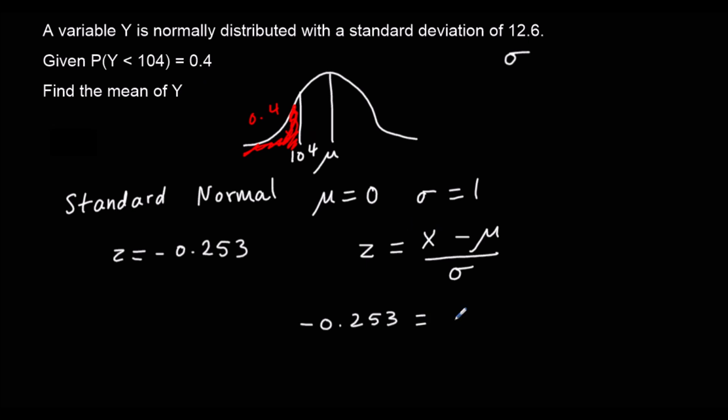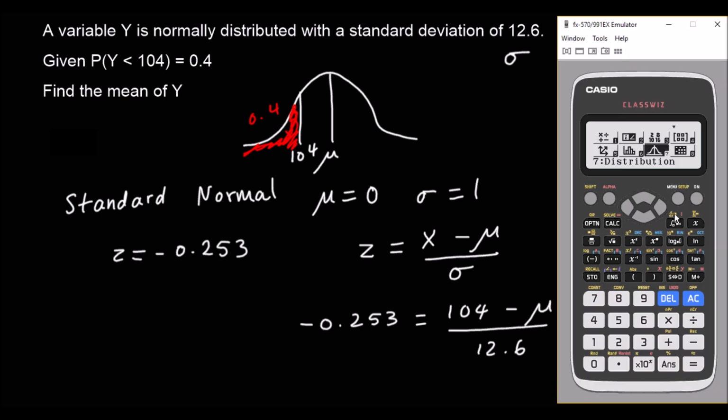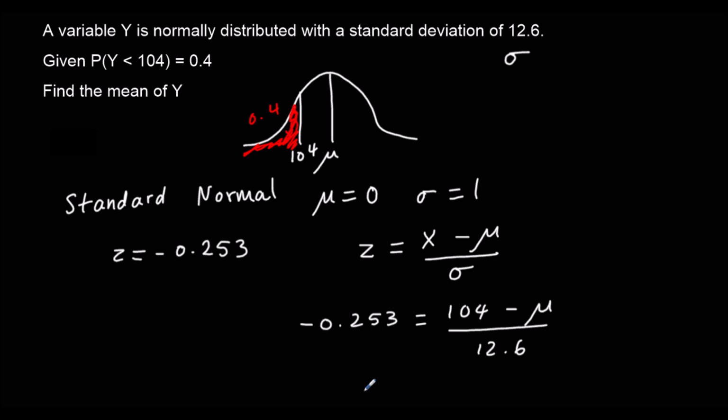Our value was 104 minus the mean over the standard deviation, which was 12.6. So we're going to find out what the mean is. So we're going to multiply by 12.6 first. So we can use the calculator. Go menu 1, and then we'll have answer times by 12.6. So we've got minus 3.19 here. So minus 3.19 equals 104 minus the mean.